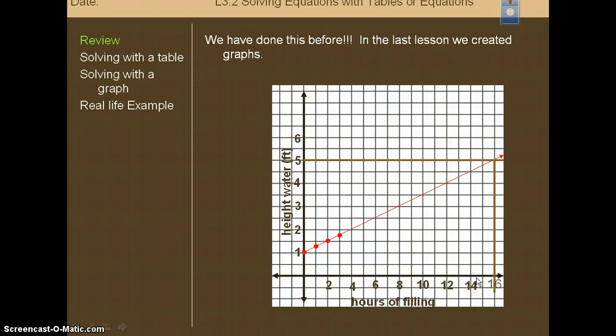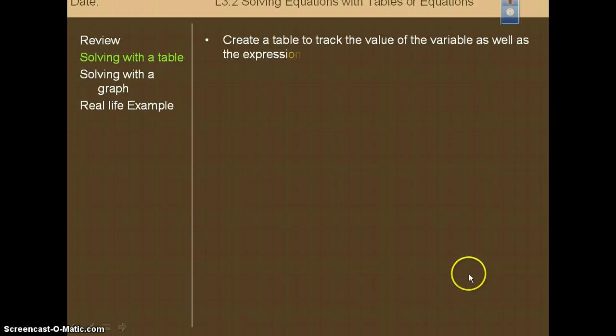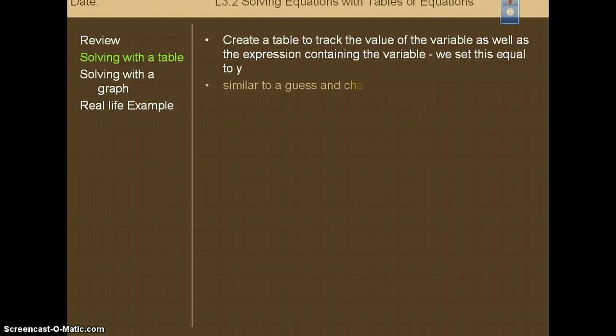Essentially, we're going to be doing the same thing today with tables and graphs. When we want to solve with the table, we have to create a table to track the value of the variable, as well as the expression containing the variable. Generally, we set this equal to y for graphing purposes. Very similar to a guess and check. Let's take a look at an example. We are going to be solving the equation 10 equals 3x plus 4.